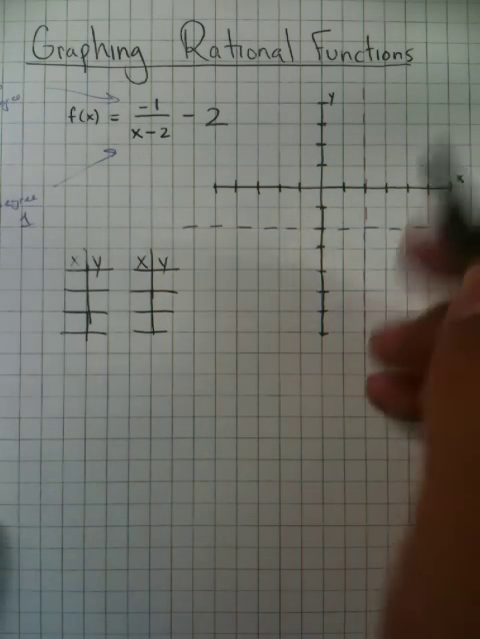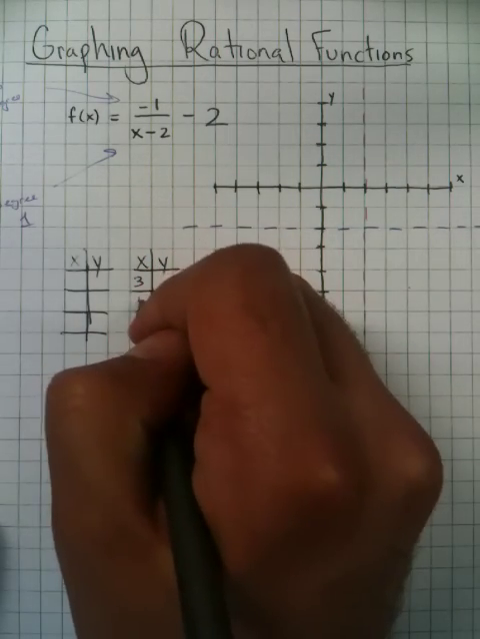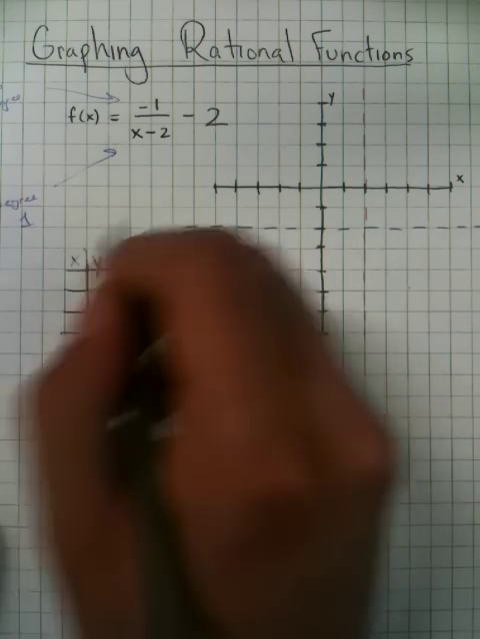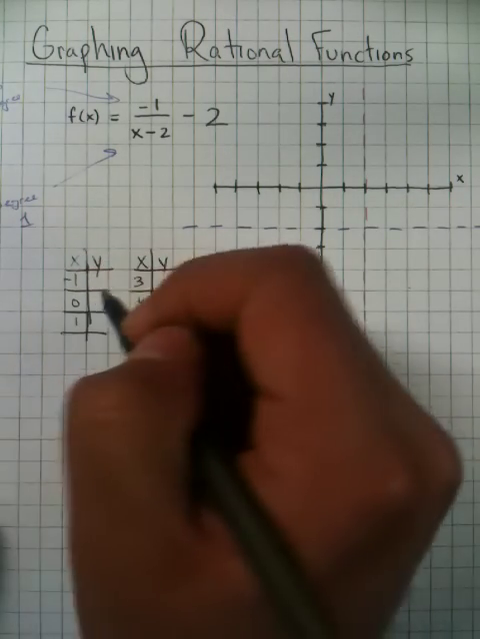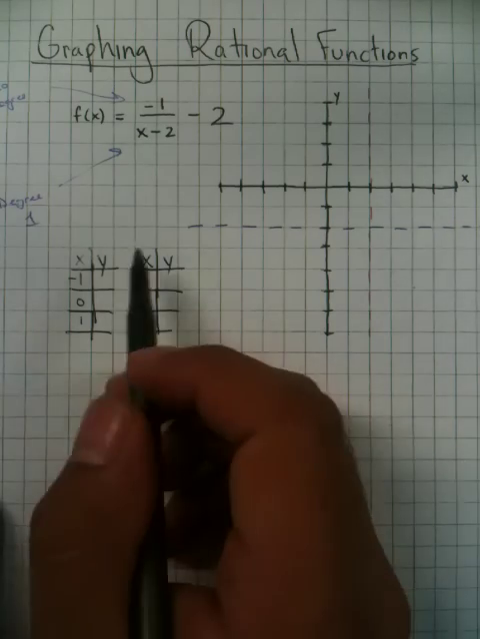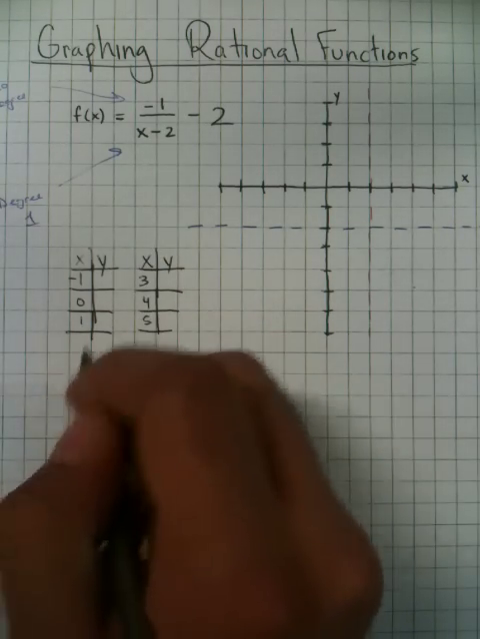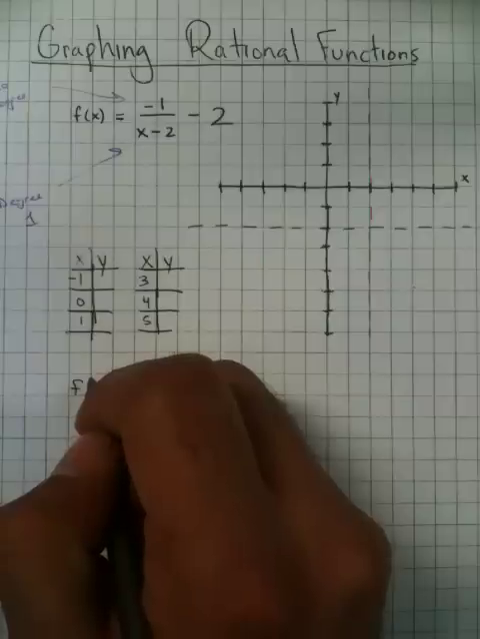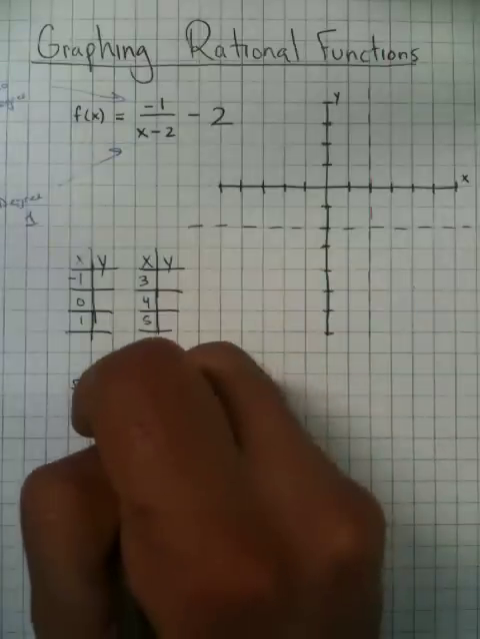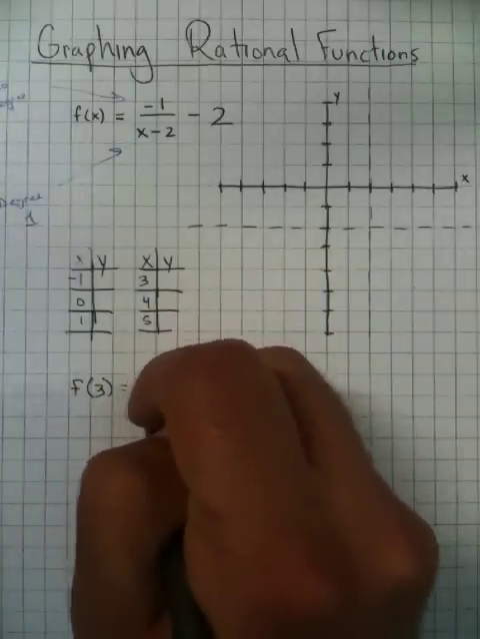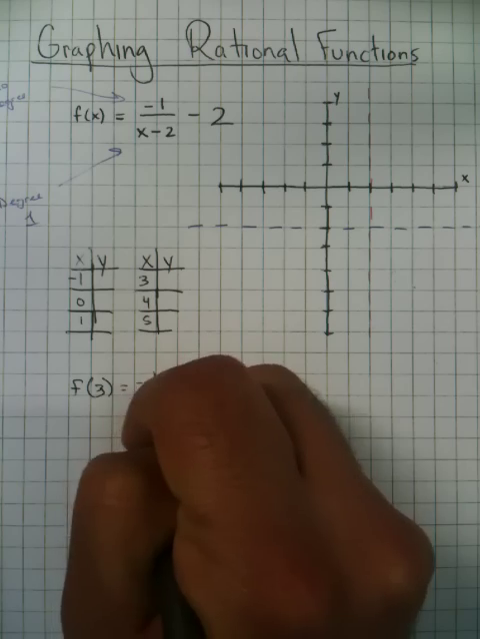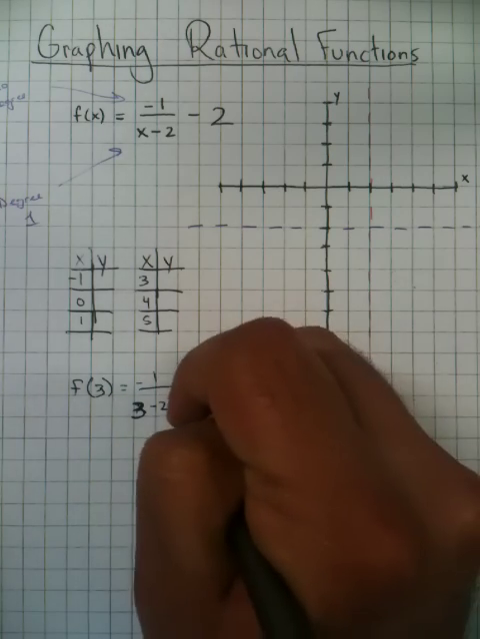So the numbers 3, 4, 5, those are really close to this. On the other side, we've got the numbers -1, 0, 1. And then from there, it's one calculation at a time. Literally, you're substituting in, let's take 3. When you put 3 into the function -1 over x minus 2, you're taking this x and making it a 3 minus 2.